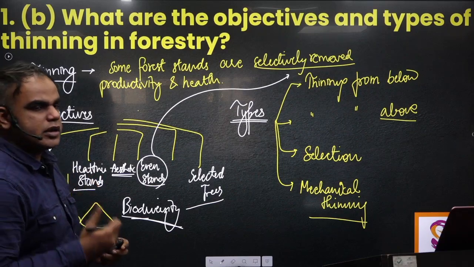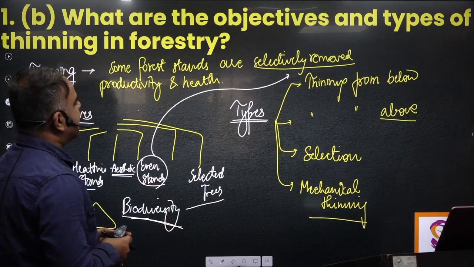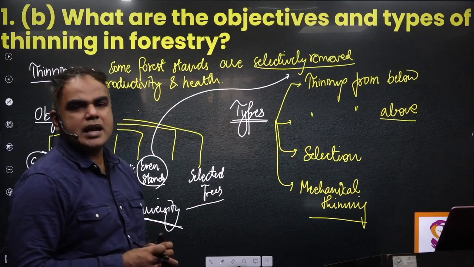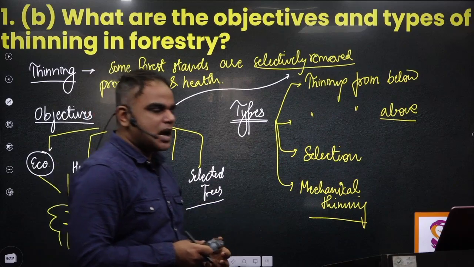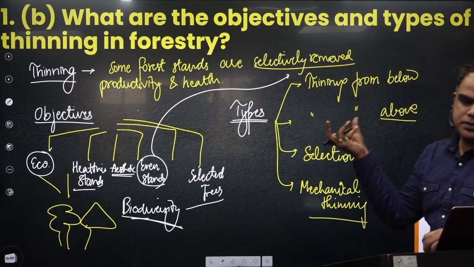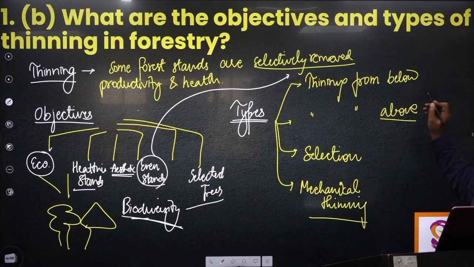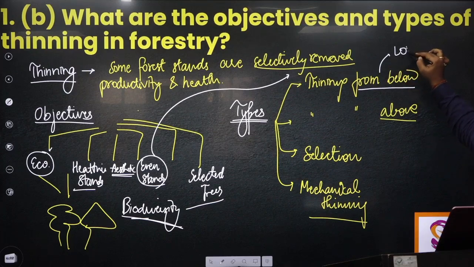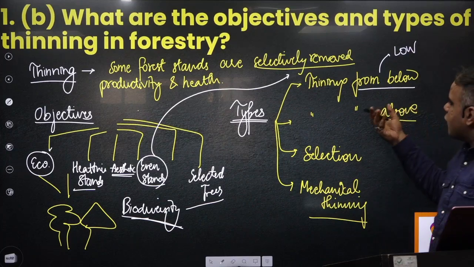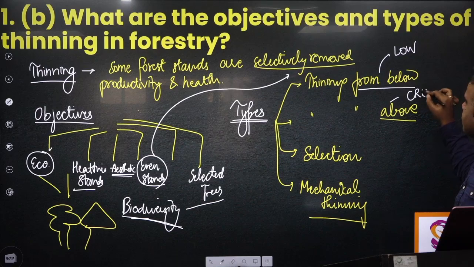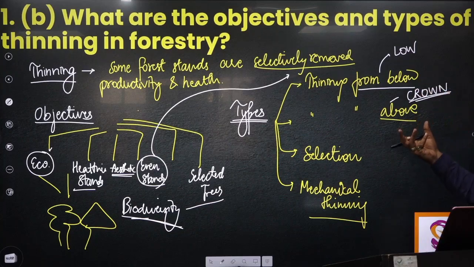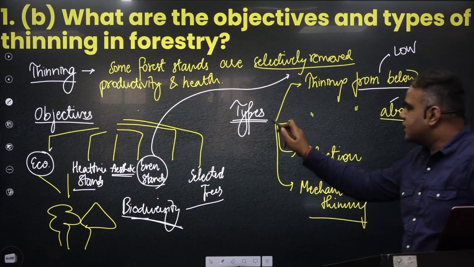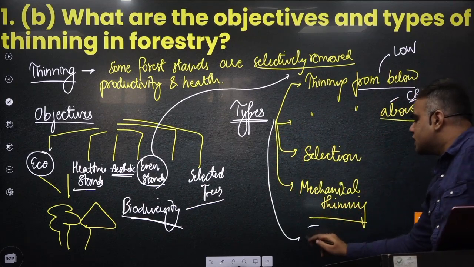Then we move to types. Okay, what are the types of thinning? Right. So here again, if you remember directly from your notes, etc., you can directly write it down. So whatever types of thinning, so we can start. Okay, so there is something known as a low thinning, which is known as thinning from below. Okay, so you can write this as low thinning. Okay, and the thinning from above is known as crown thinning. So there is a low thinning, there is a crown thinning that happens, there is a selection thinning, I've already told you. Okay, mechanical thinning is also there. There is also something known as free thinning.